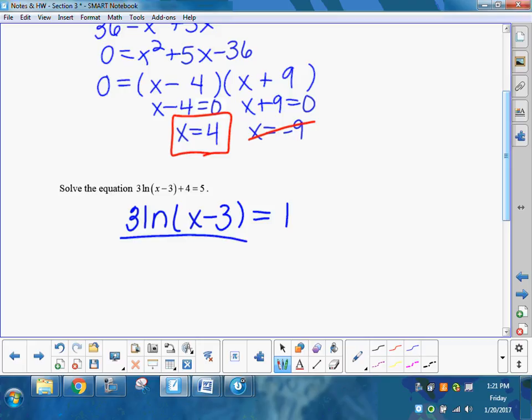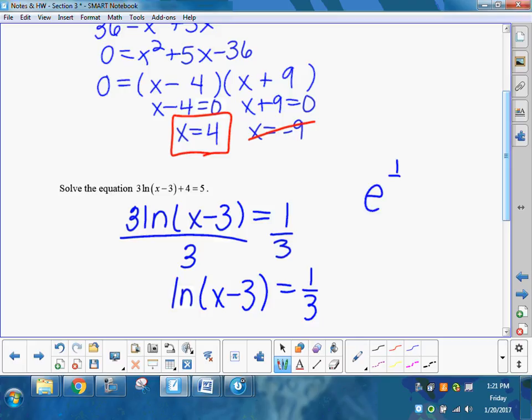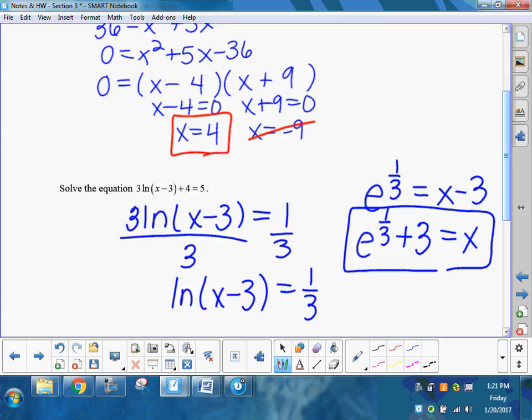Divide both sides by 3. Now my natural log is alone. So this is the natural log of x minus 3 is equal to 1/3. I'm going to exponentiate this. So this is e to the 1/3 is equal to x minus 3. Add 3 to both sides. This is your exact answer. Could you type in and get what that comes out to be as a decimal? Yes or no? Fabulous.